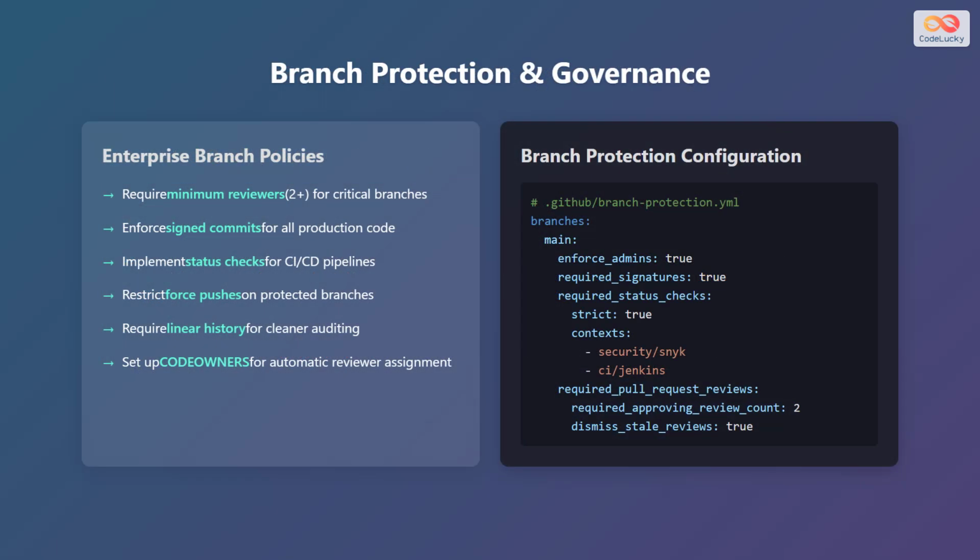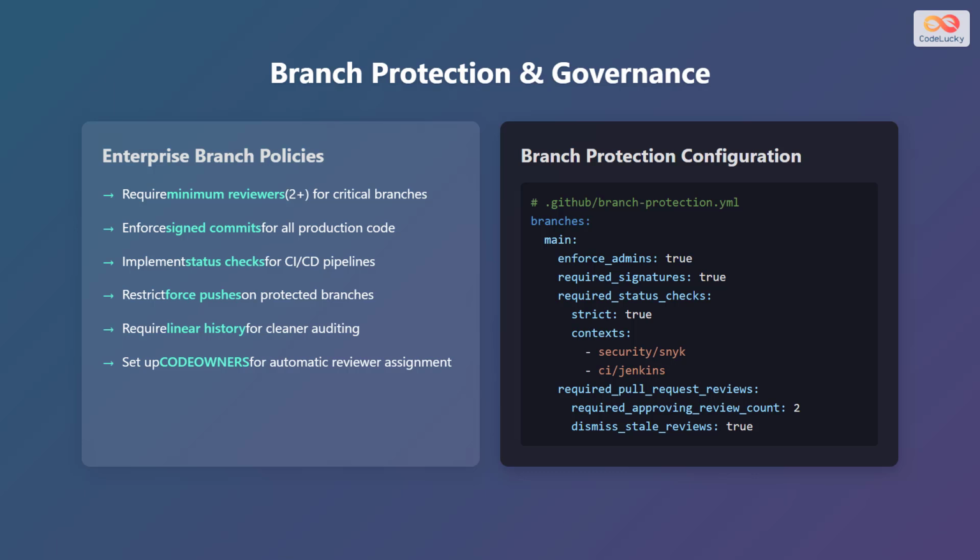Implementing robust branch protection and governance policies is crucial for enterprise Git management. These policies include requiring a minimum of 2 reviewers for critical branches, enforcing signed commits for all production code, implementing status checks for continuous integration and continuous delivery pipelines, restricting force pushes on protected branches, requiring a linear history for cleaner auditing, and setting up code owners for automatic reviewer assignment.